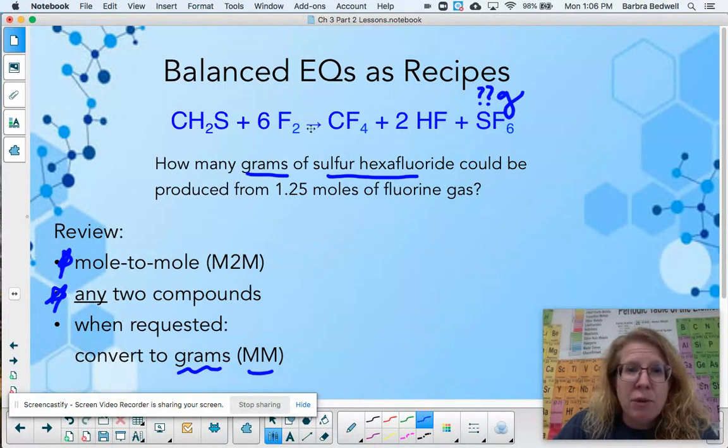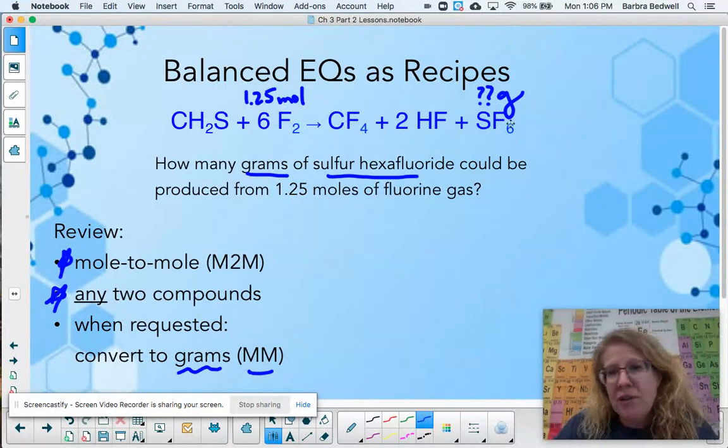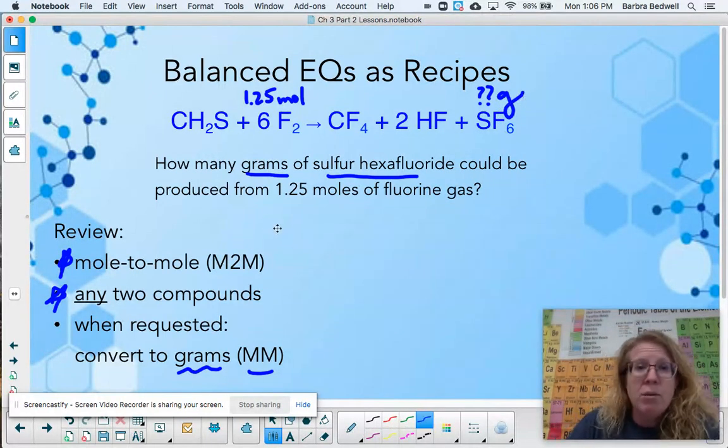So that's this one, fluorine gas right here, 1.25 moles of this. So that's the conversion I'm trying to do. I've got 1.25 moles of a reactant, I'm trying to figure out how much product can be made. And in this case now, I'm looking for grams of product, not just moles of product. So I'm going to set up my little wonder fraction, right?